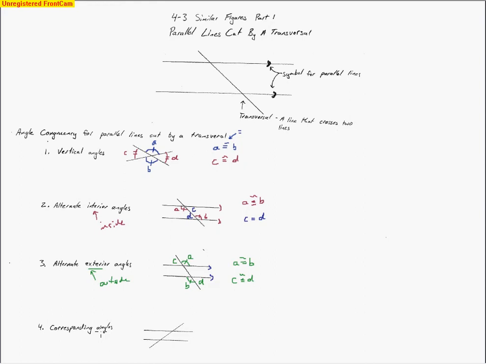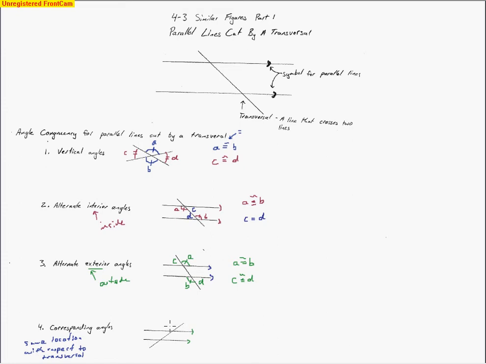Well, corresponding angles are also congruent as long as, again, we have parallel lines. So let's take a look at corresponding. Corresponding means same location with respect to the transversal. That's the phrase I'll use when I'm talking about corresponding angles.